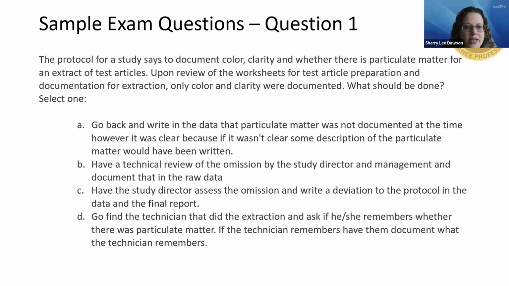A: You can go back and write in the data that particulate matter was not documented at the time. However, it was clear, because if it wasn't clear, some description of this particulate matter would have been written. B: Have a technical review of the omission by the study director and management and document that in the raw data. C: Have the study director assess the omission and write a deviation to the protocol and the data in the final report. D: Go find the technician that did the extraction and ask if he or she remembers whether there was particulate matter. If the technician remembers, have them document what the technician remembers.